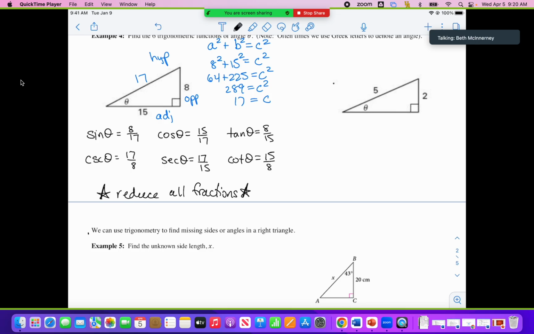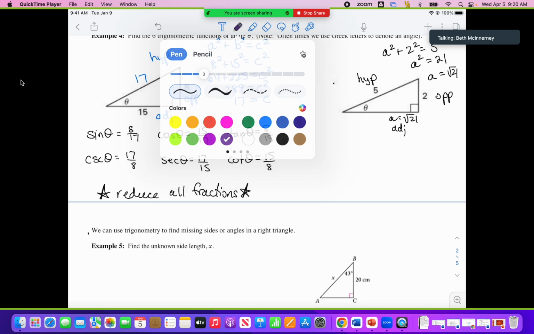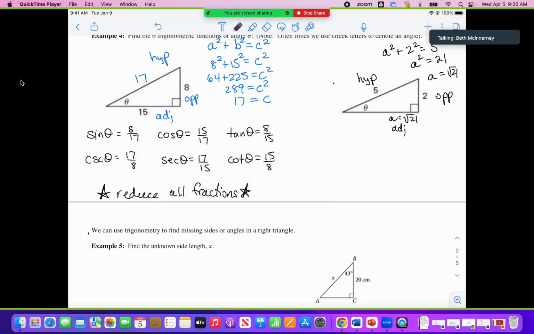All right, in the next one, I can call that side A, and we would do A squared plus 2 squared equals 5 squared. 25 minus 4 would be what? 21. So A is the square root of 21. So label your opposite, your adjacent, your hypotenuse if you need to. If you're comfortable doing opposite adjacent, terrific. You don't need to label them. But if it helps you, then please do so.